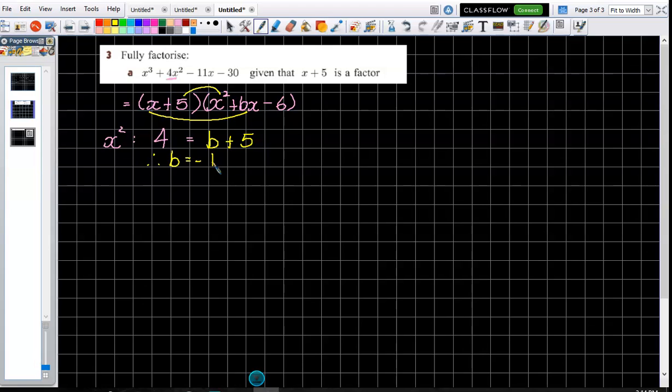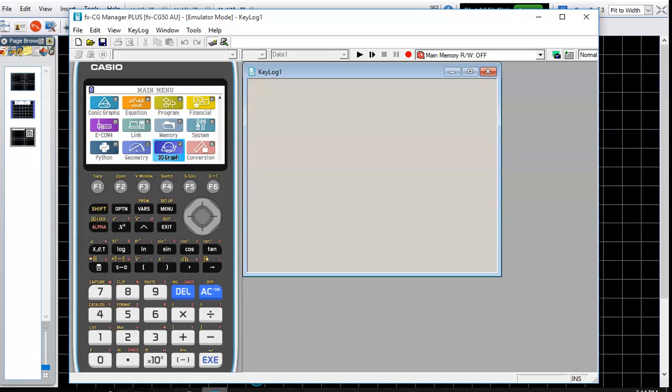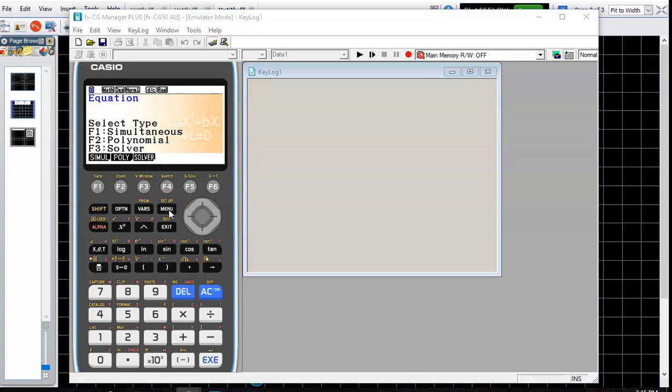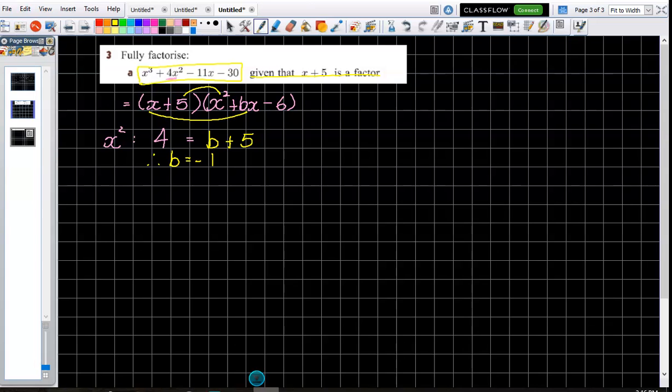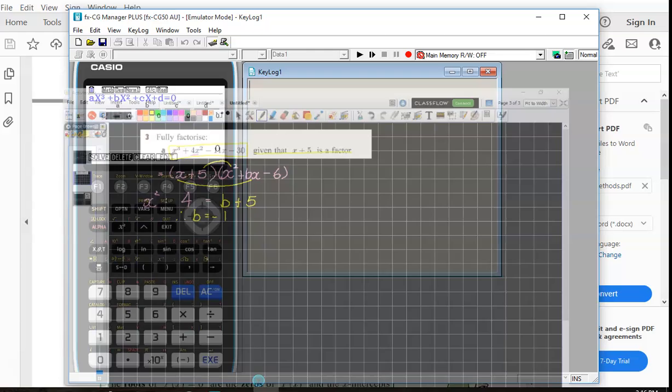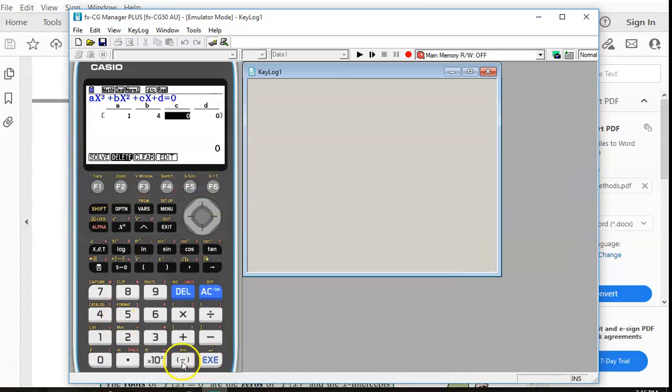I can guarantee you that I could give you one like this where instead of this, I just give you this. And I don't even give you that. Do you know why? Because your calculator will tell you. Get your calculator up. All right, so we go into equation. We're going to go polynomial. We're going to go degree 3. And we pop in 1, 4, minus 11, minus 30.